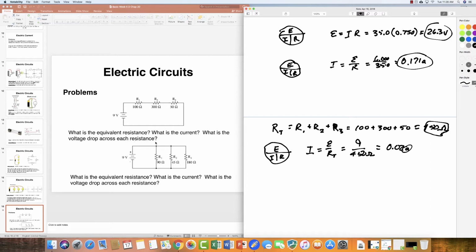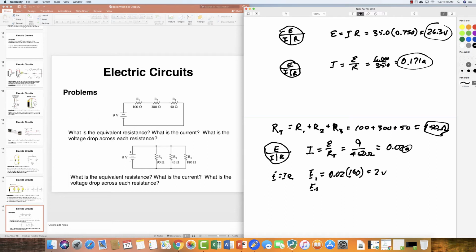What is the voltage drop across each resistor? Now what that means is how much voltage is used to get through this resistance, how much of the energy is used here, and how much of the energy is used here. In every case, the voltage is going to be equal to IR. So the voltage drop at the first resistance is going to equal the amperage, which is constant throughout, 0.02, times that first resistance, which is 100. So the voltage drop here is 2 volts.